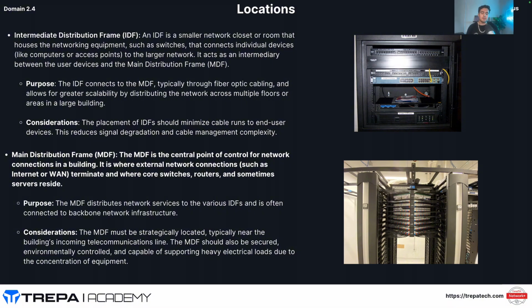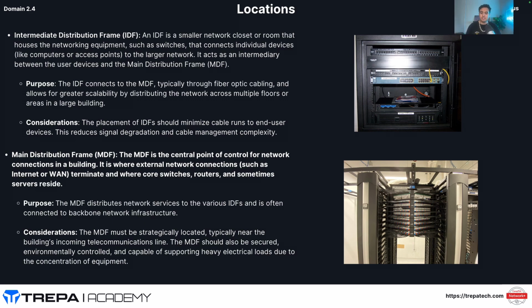Then the MDF, the main distribution frame. This is the central point of control for network connections in a building. It is where external network connections, such as the WAN, terminate as well. So this is typically where your ISP comes in. Maybe you have two business ISP connections, and you're bringing them to your MDF, right?